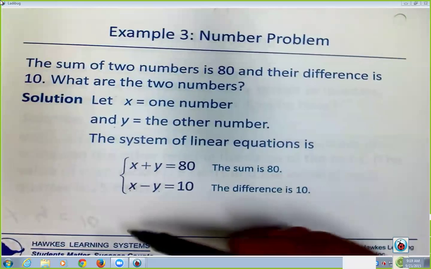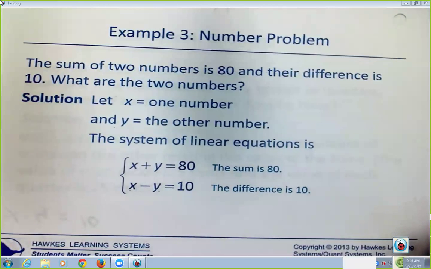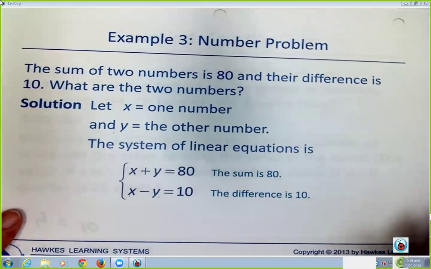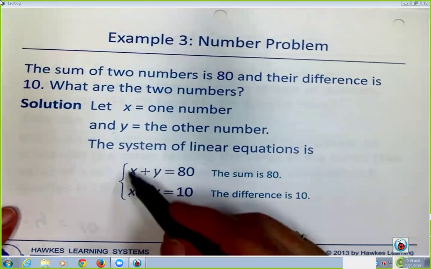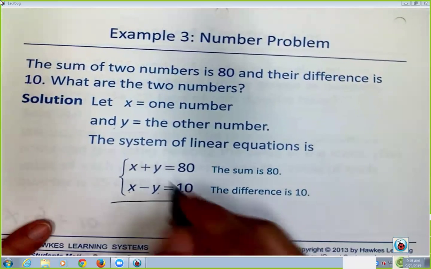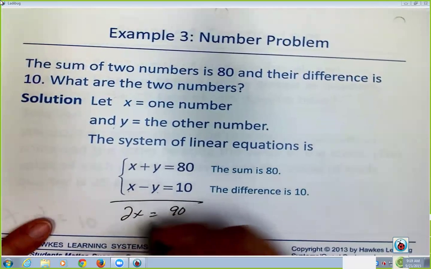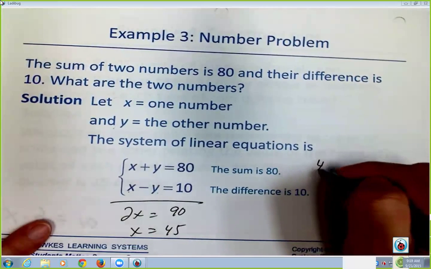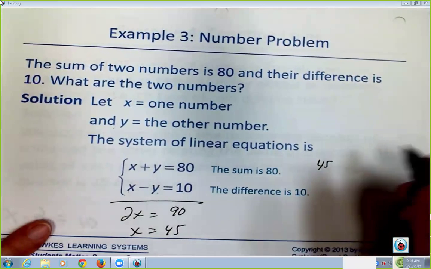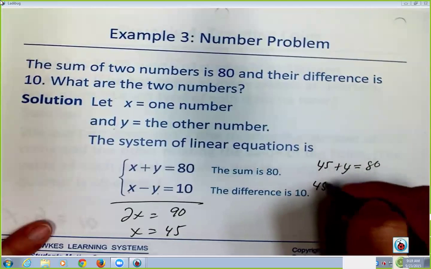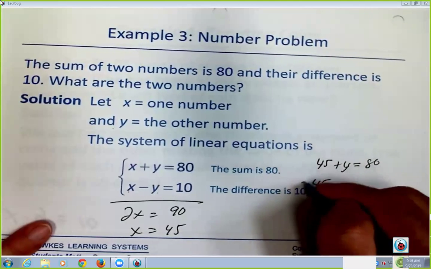And again, to solve this one, what do you think we would use? The addition, because I can wipe my y's out pretty quick, okay? And end up with 2x equals 90, and we'd find out that x would equal 45. And so what would y be? So 45 plus y is 80. So subtract 45 from both sides.